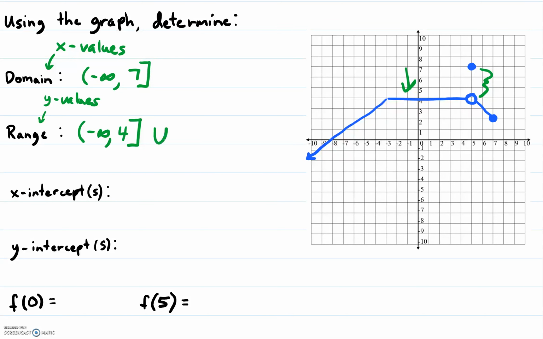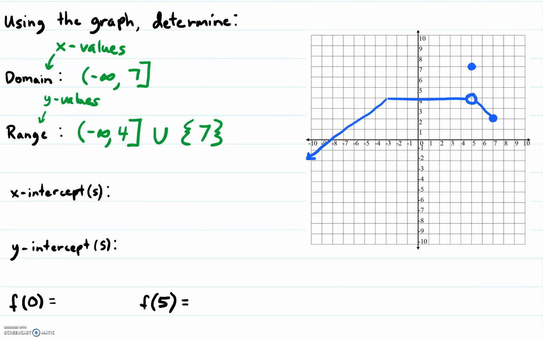Now we're going to use the symbol for union, which means also including, and now we're going to make notation for that point of 7 right up here because that is a y value and we need to include it. So negative infinity to 4, also including the set containing the point 7. So we do the brackets around that because it's just a set of individual values. So you want to keep that in mind. So that's going to be our range.